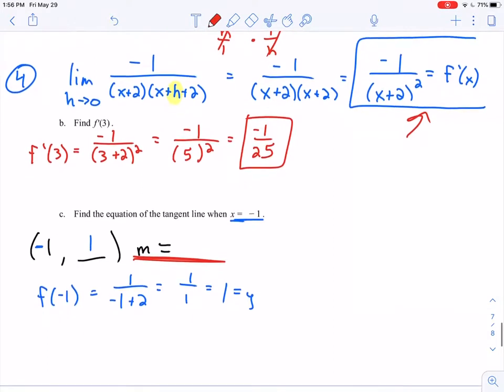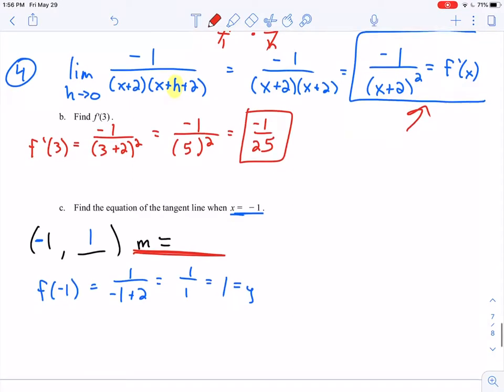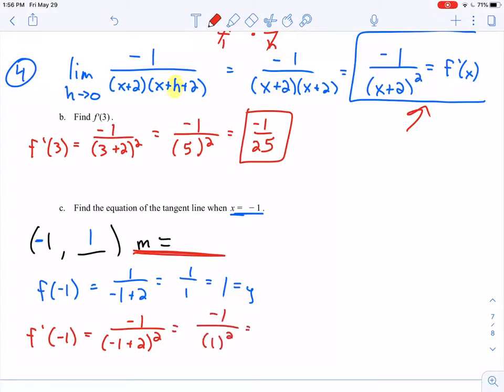So if I want to find the slope of the tangent line, I'm going to take -1 and plug that into my derivative here. So f prime of -1, this is -1 over -1 plus 2 quantity squared. So -1 over, let's see, this is 1 squared, -1 over 1 gives me -1. So my slope is -1.